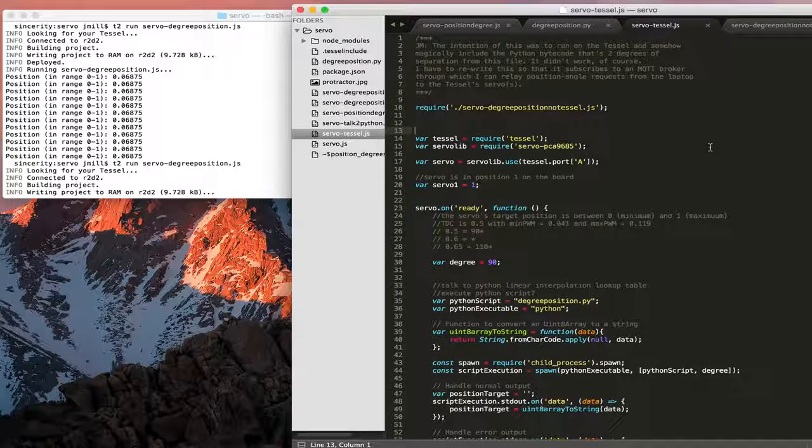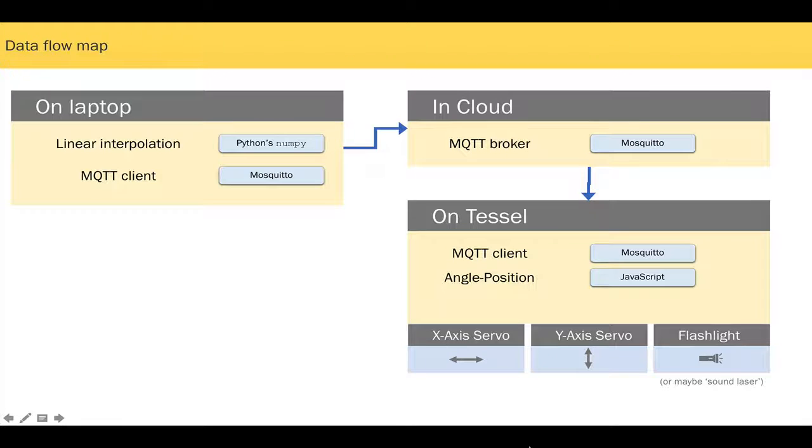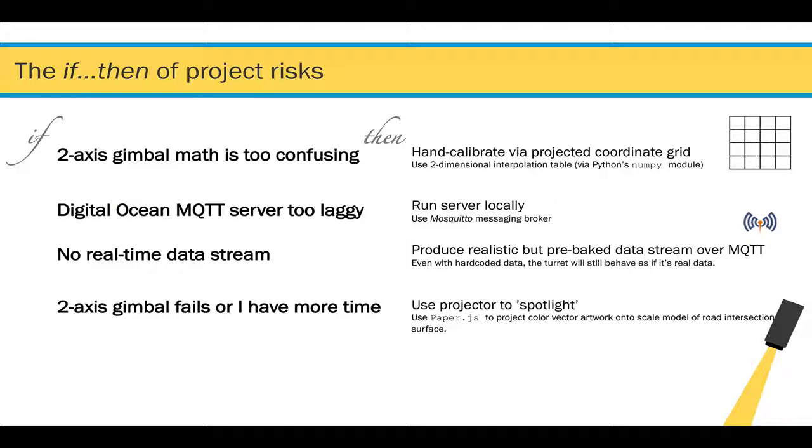I made an attempt at loading the Python file and basically shoving that onto the Teensy board, but it did not work. What I'm going to do is to set up an MQTT broker that is a bridge between the laptop and then sending messages to the Teensy to orient the servos. For the two-axis gimbal system, I'm going to probably do a fallback for hand calibration via a projected grid. I have to find out also if the third-party cloud-based MQTT server will run fast enough. If it doesn't, I'll have to run the server locally and figure out some of those details.